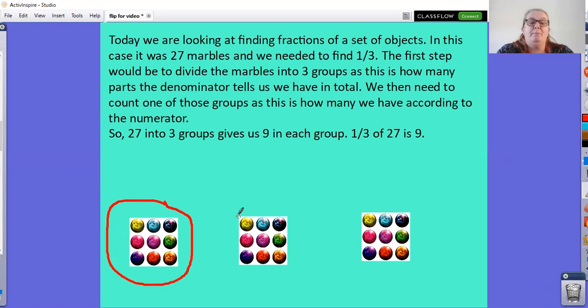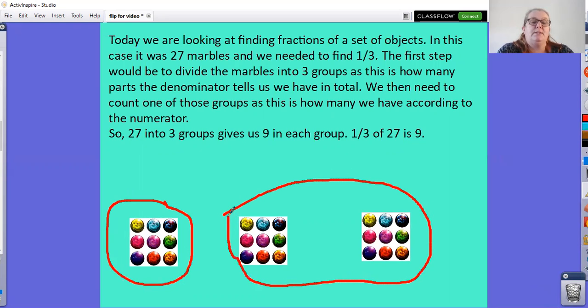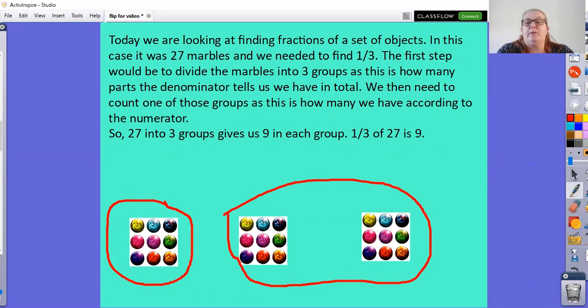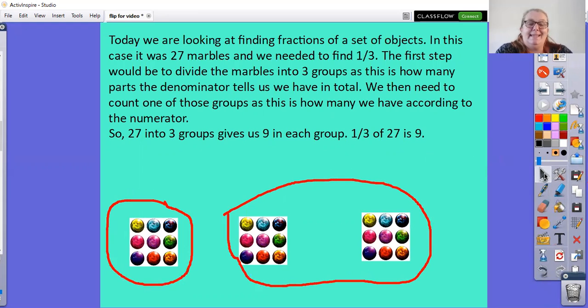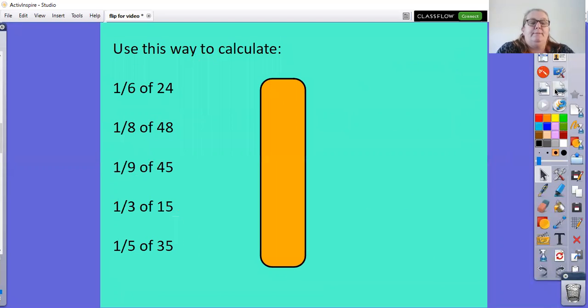It then wants to know how many he has left, which would be all the other 2/3, the other 2 groups. So we know that 2 lots of 9 is 18. So he would have 18 left. So by drawing it out and having something physical that I can divide into groups, it's been much easier for me to calculate. Remember, the denominator of the fraction will tell you how many groups you need to have. That's the bottom number of the fraction. So use that information to have a go at these questions.